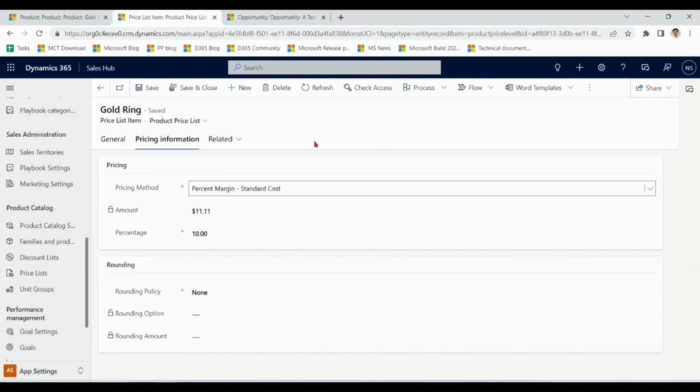I trust now all pricing methods and rounding policy is clear to you.